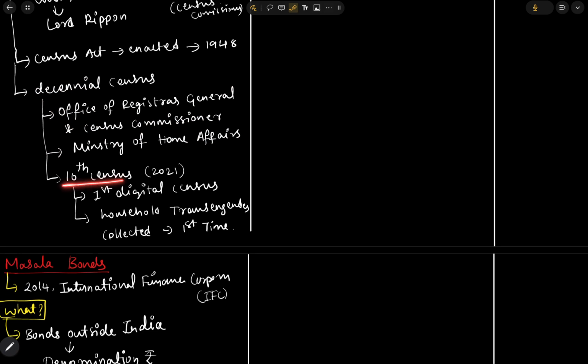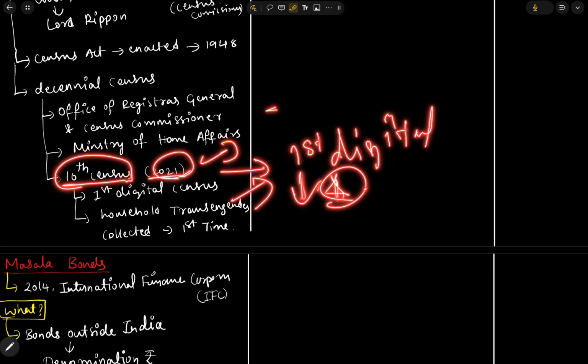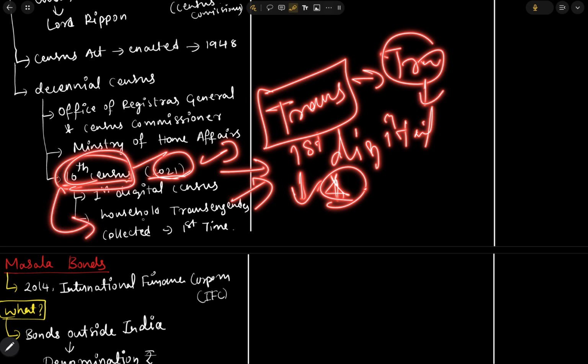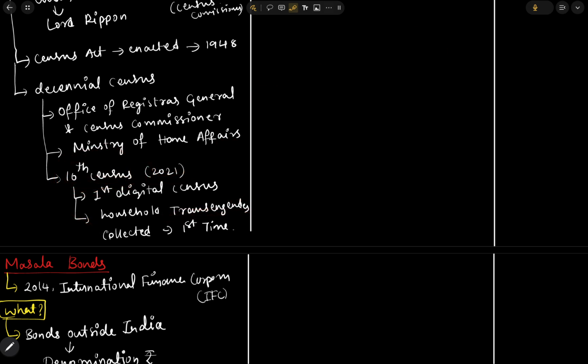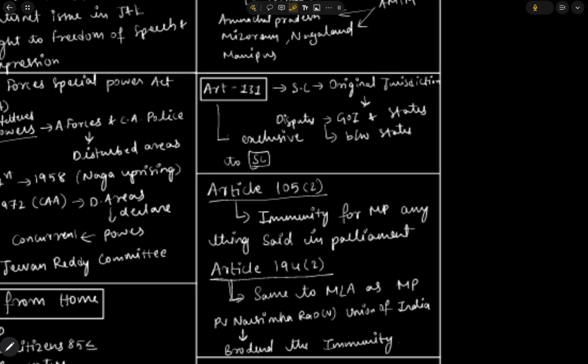The 16th and the last census was supposed to happen during the year 2021, and it was the first digital census. One prominent thing is that it also includes households headed by transgender persons. In the 16th census, transgender-led households are included for the first time.